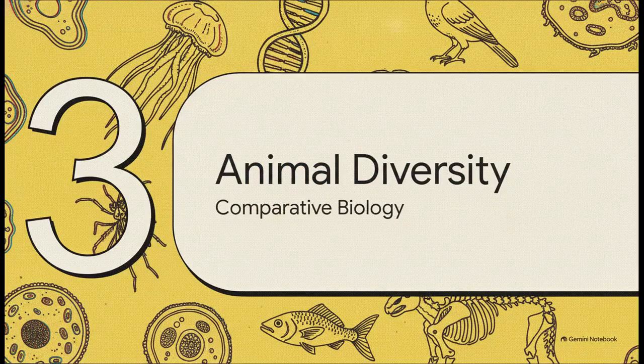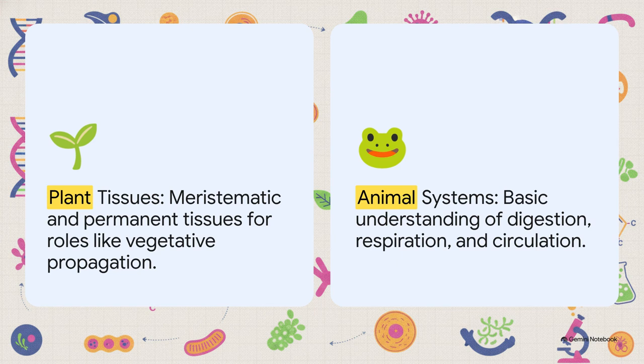All right, Part 3, Animal Diversity and Physiology. Let's shift our focus to comparative biology. Here is where we build a powerful comparative perspective between flora and fauna. You'll contrast the structural tissues of plants with the highly dynamic systems of animals. Think of it like this. Plants utilize meristematic tissues, which are basically plant stem cells that allow for continuous growth and amazing feats like vegetative propagation, where you can grow a whole new plant from a simple cutting.